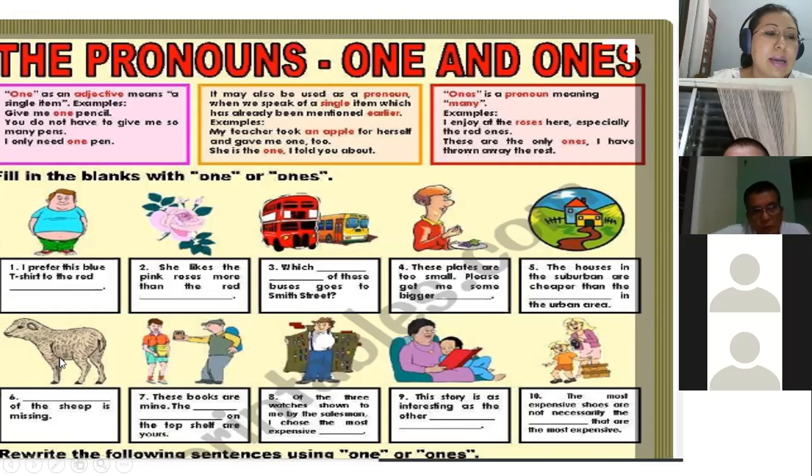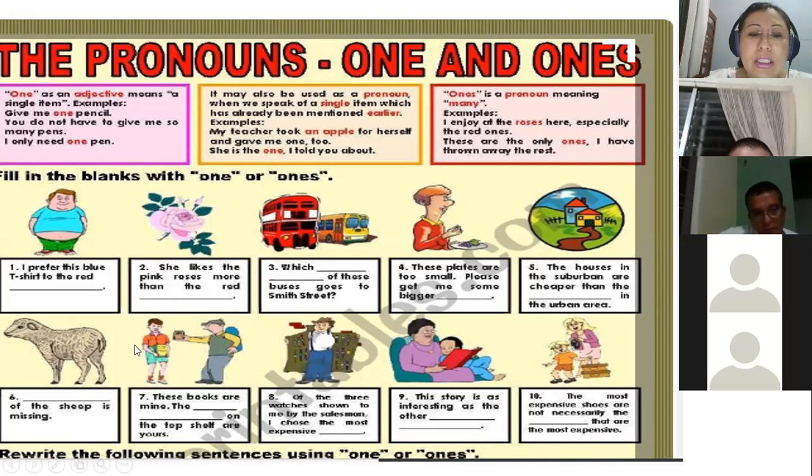Okay, here I have another example. I prefer this blue t-shirt to the red one. The words the red one replaced the shirt, right? I prefer this blue t-shirt to the red t-shirt. So we don't have to repeat once again the word t-shirt. Number two, she likes the pink roses more than the red. And what were the ones? The red ones. You add an S because we are talking about plural, roses, okay?